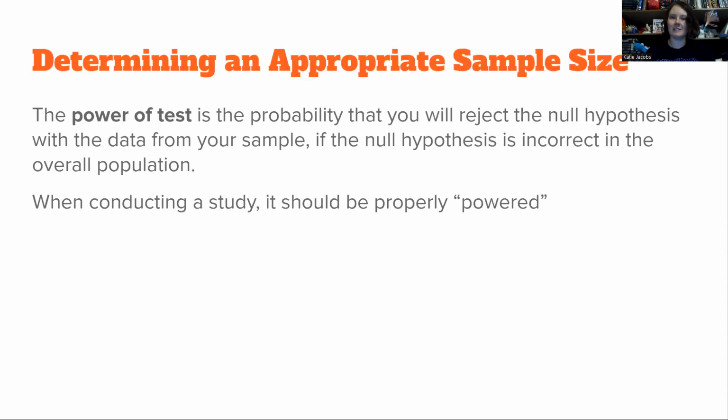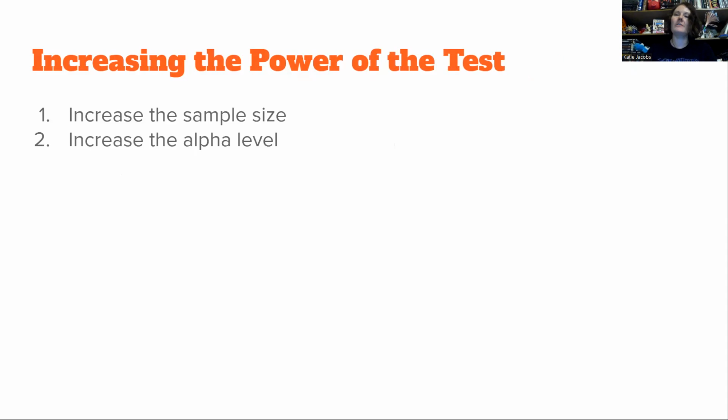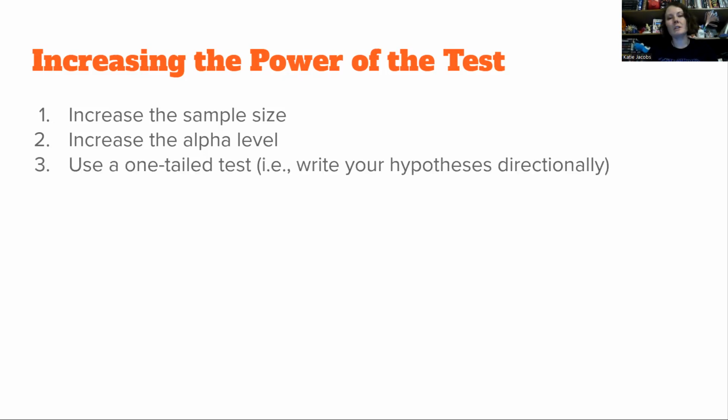There are certain things that you can do to increase the power of your test, or increase the likelihood that you'll reject the null if it's false. One of those ways is to increase the sample size. Another way is to increase our alpha level, but you can only do that so much. If you remember from basic stats, there are two commonly accepted alpha levels: 0.05 and 0.01. You can't go above 0.05 because that's just the commonly accepted convention, even though there's no science behind those. You can also use a one-tailed test.